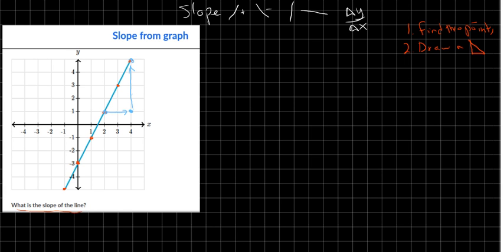How much do we go right? We go right 2, and how much do we go up? 1, 2, 3, 4. We go up 4. So our change in x is 2, and our change in y is 4. Our change in y over change in x is 4 over 2, which is 2. So we can write 2 down here in the answer.